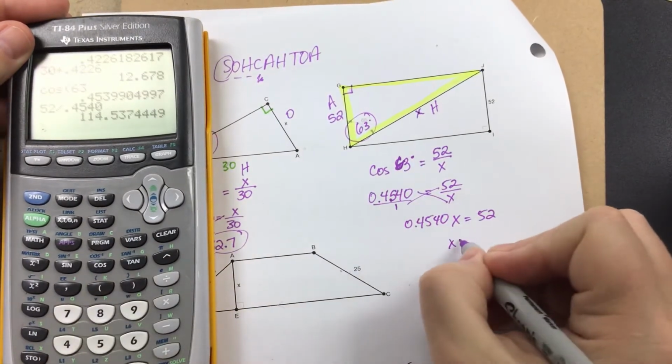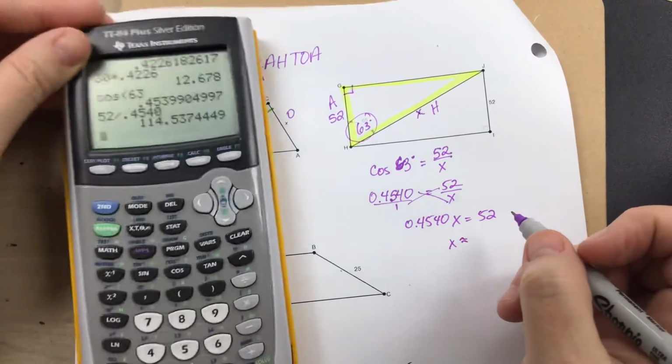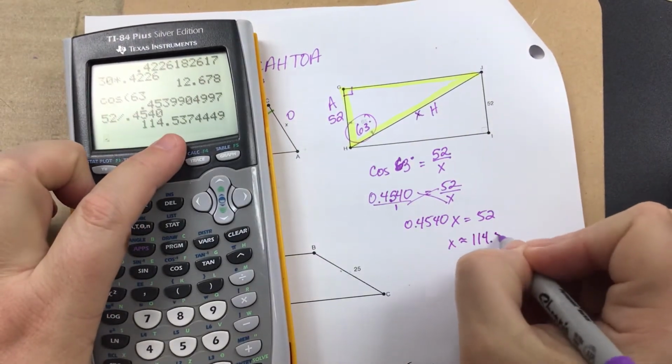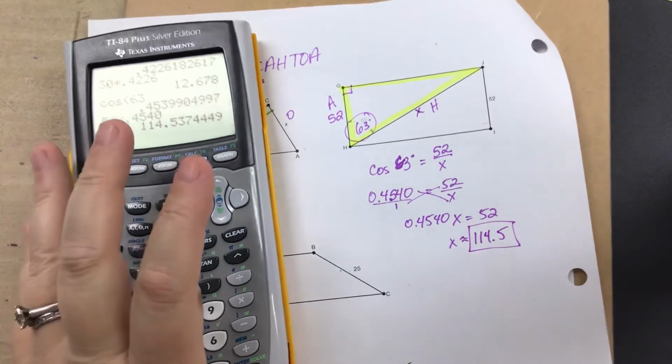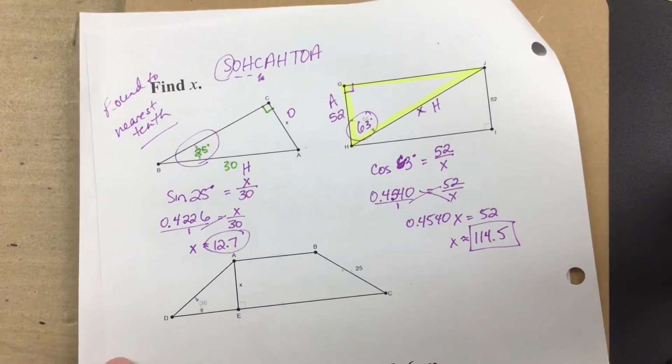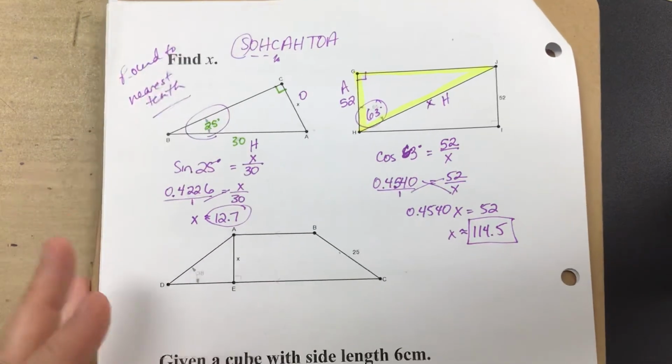And if I'm going to round to the nearest tenth, it would be 114.5. So again, we're using our trig ratios to find a missing angle, or in these cases, a missing side.